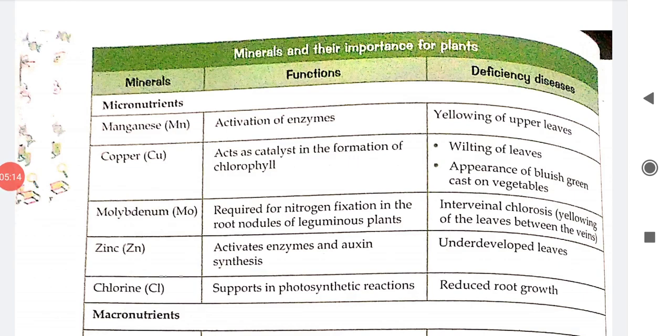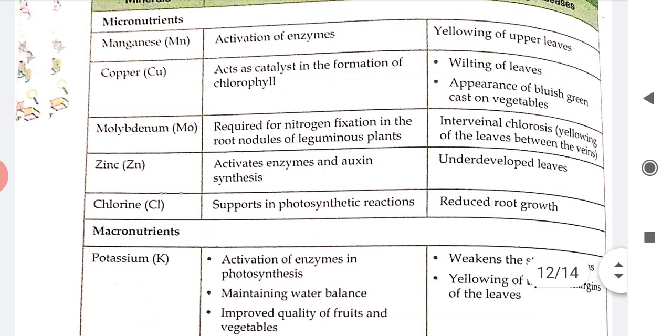Here is a table in your book, minerals and their importance for plants. You can see that minerals, their function and their deficiency diseases are given in this table. One by one we will see each and every mineral. First of all, micronutrients. You can see that here manganese is given. It activates enzymes. That means basically the functioning of the plant is done by different enzymes. So the manganese mineral activates the enzymes for the functioning of the other processes.